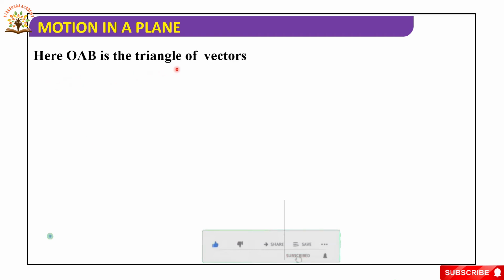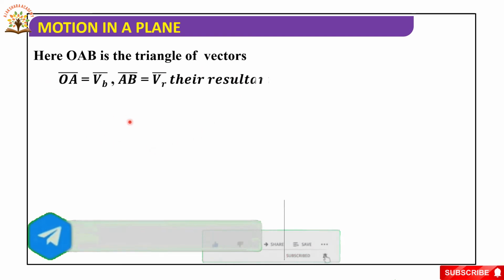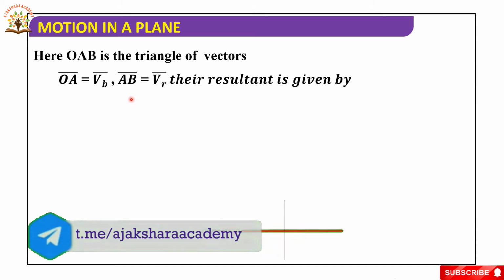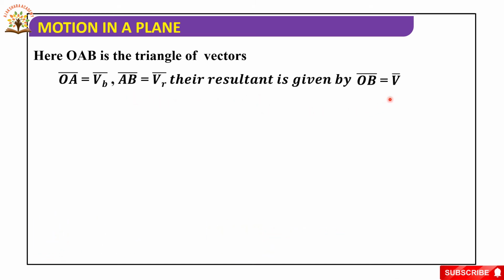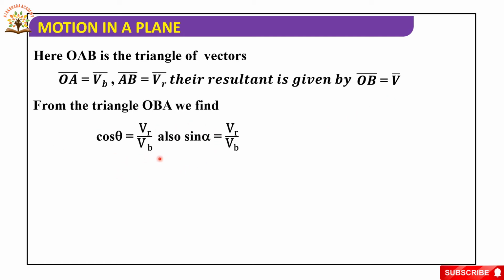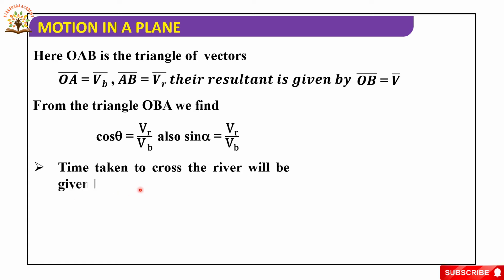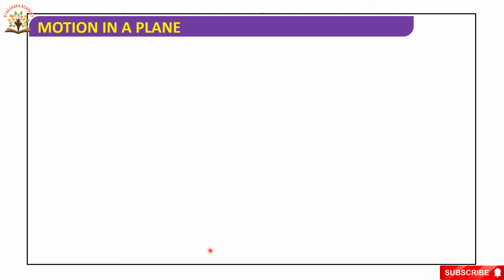Here OAB is the triangle of vectors. OA bar equals vb bar and AB bar equals vr bar. The resultant is given by OB bar equals v bar. So from the triangle OBA we find cos theta equals vr by vb and also sin alpha equals vr by vb. So time taken to cross the river will be given by t equals w by v, that is w by square root of vb square minus vr square.